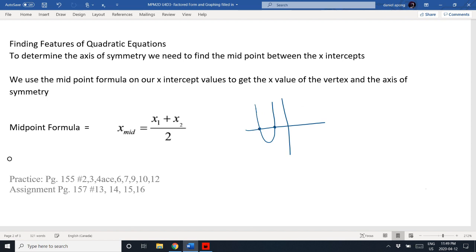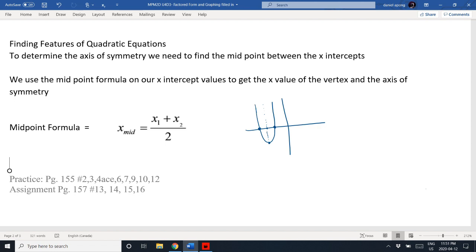our x-intercepts. If we found the midpoint, it gives us the x value of the midpoint here, which is our axis of symmetry, and the x value for the vertex, which is right there. Recall the midpoint formula from our analytical geometry units, where x mid is equal to our first x value plus our second x value divided by 2.